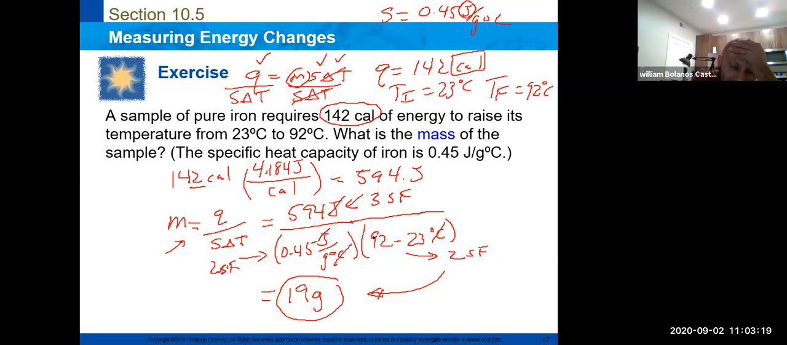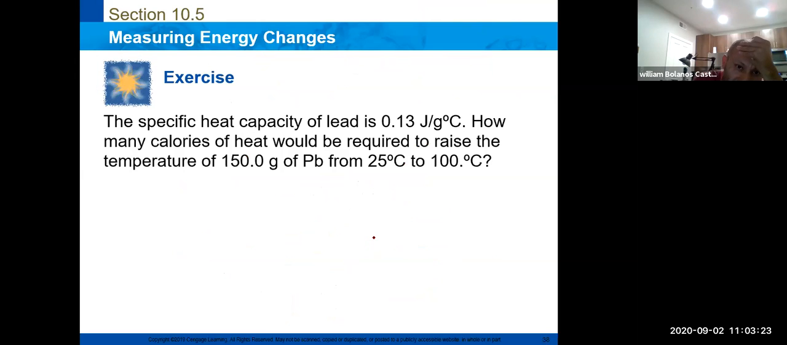Can you please show the next example? Yeah. So I can write it down. Thank you. There you go.